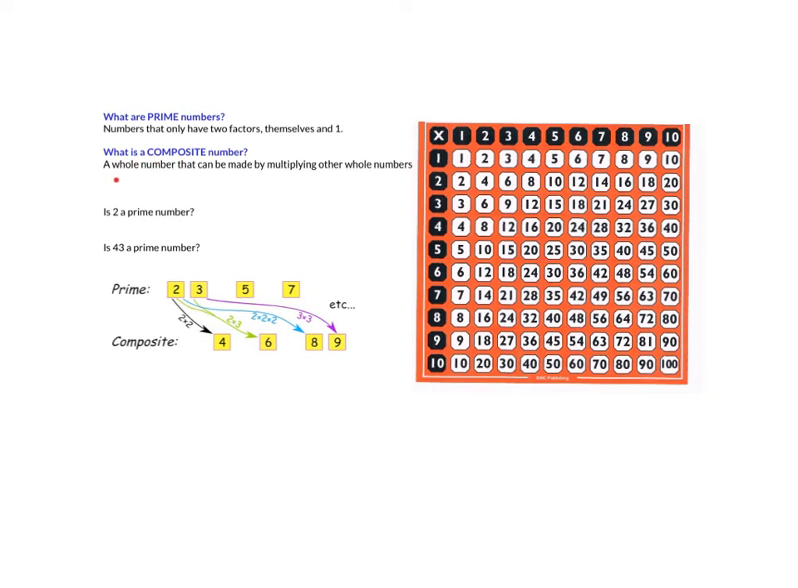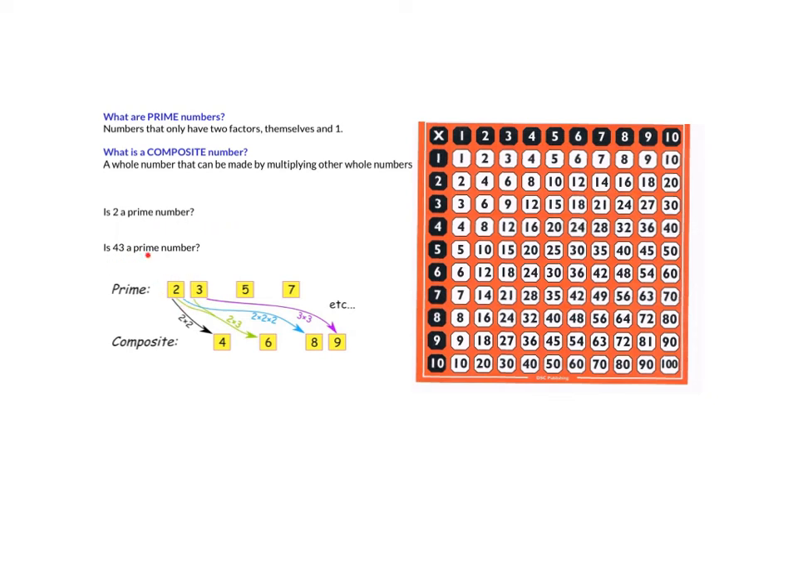What is a composite number? A composite number is a whole number that can be made by multiplying other whole numbers. For example, if you look down here, the composite number 4 is made up of the two factors, 2 times 2. The composite number 6 is made up by 2 times 3, and so on. So clearly we know that 2 is a prime number.